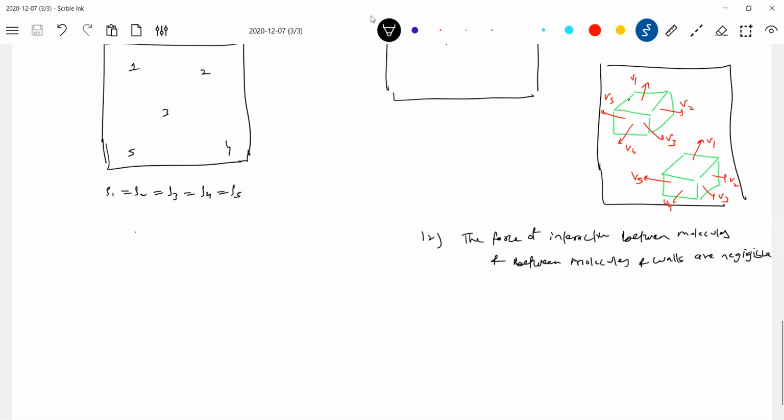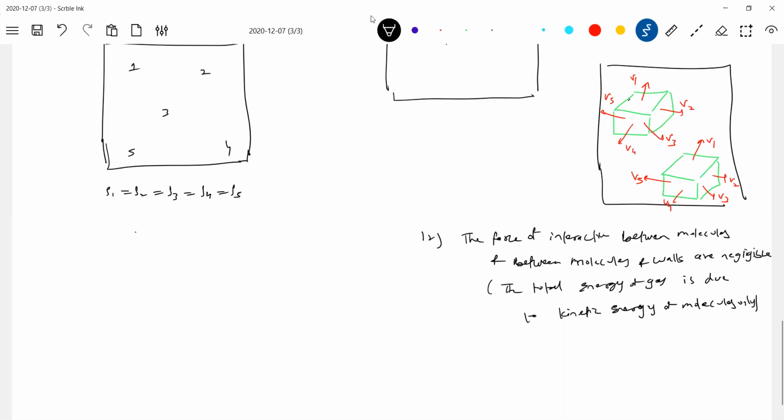Therefore, the total energy of gas is due to kinetic energy of molecules only. Fine, so these are some assumptions. No force of interaction, no attractive, no repulsive. So what about gravitational force? That also will be negligible. You can avoid all that.